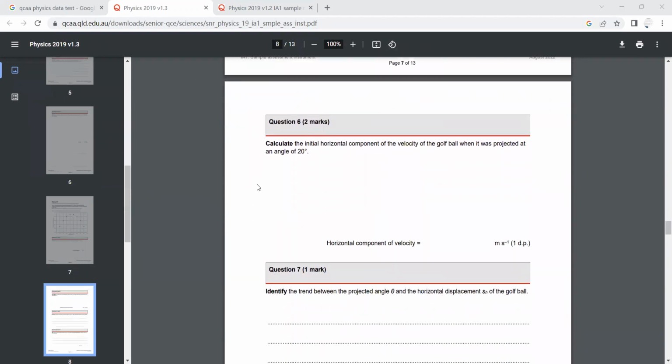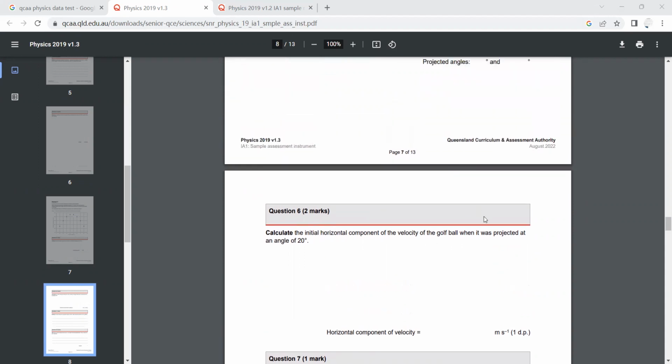And calculate the initial horizontal component of the velocity of the golf ball when it was projected at an angle of 20 degrees. Remember, the initial velocity is 15. So the horizontal velocity equals the initial velocity times the cosine theta.